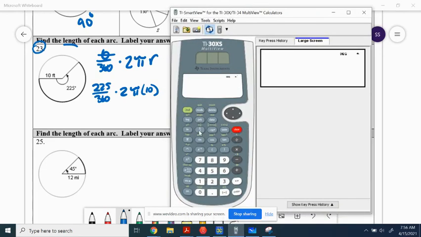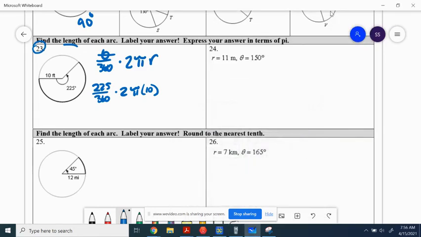Clear that out. 225 over 360 times 2 times pi. I'm going to do 3.14 times 10. And there we go, 39.25. Oh, sorry, I didn't read the directions. So we want to leave this in terms of pi. So I take it all back.